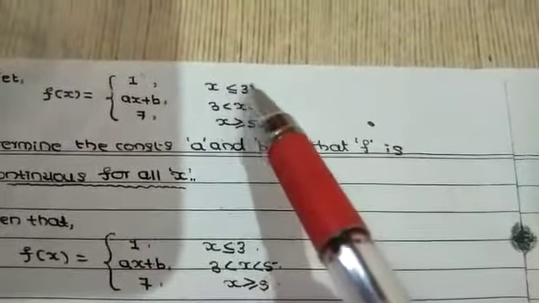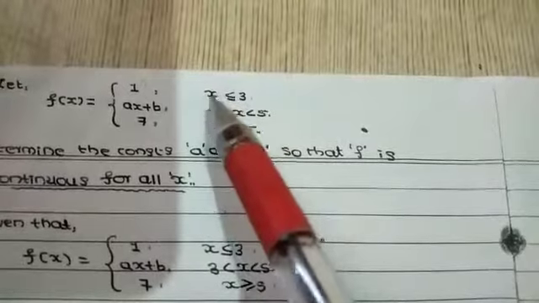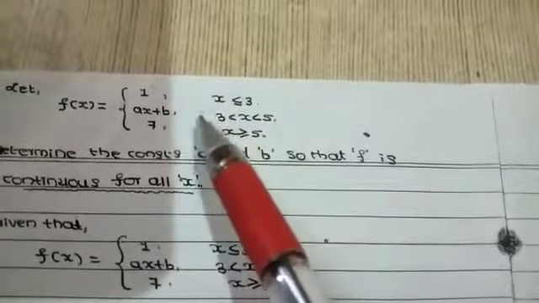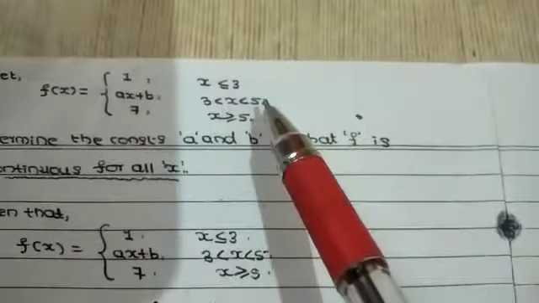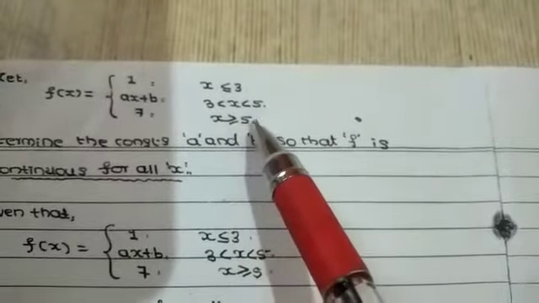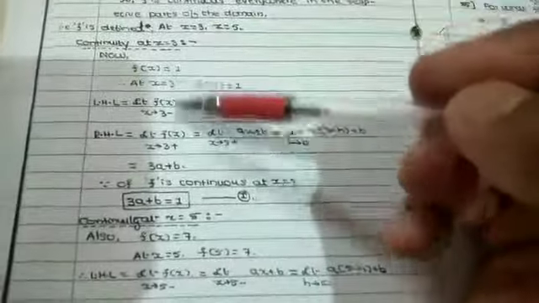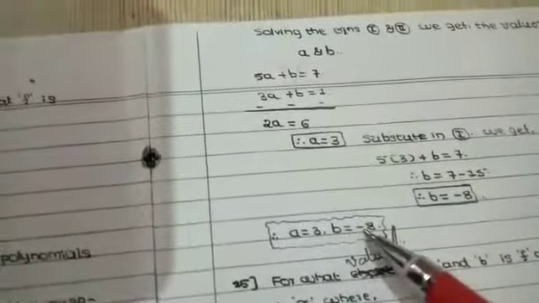So here x is less than or equal to 3, x is less than 3 is given for LHL. X is equal to 3 for continuity, x is greater than 3. This is related to the point x equals 3, and x is less than 5, x is greater than 5, and x is equal to 5. This is related to the point x equals 5. So you have to solve the continuity at the point x equals 3 and x equals 5. If you solve for x equals 3, we will get one equation. For x equals 5, we will get another equation. By solving these two equations, we will get the unknown quantities a and b.